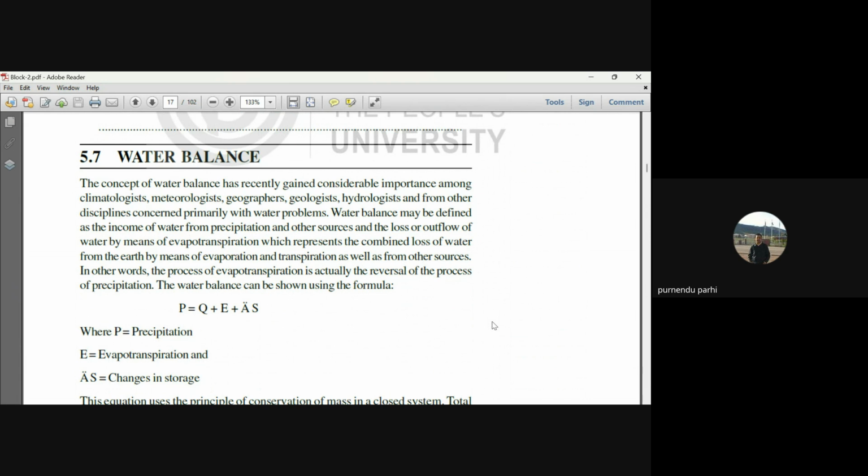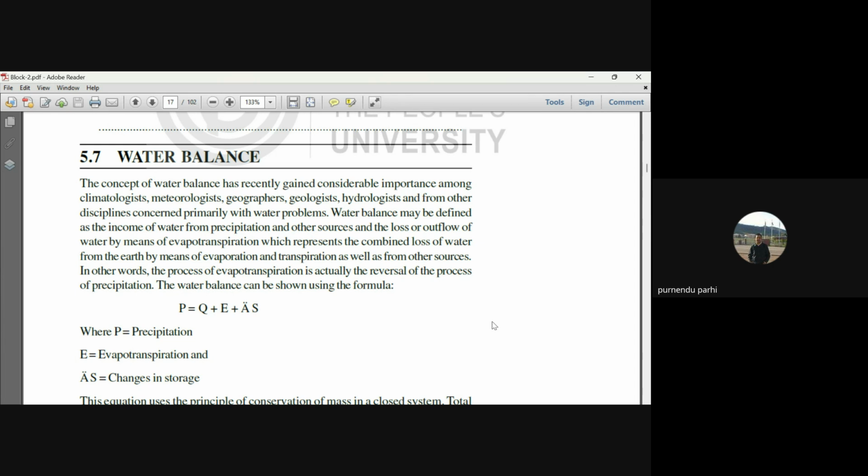Then the water balance. The concept of water balance has recently gained considerable importance among the climatologist, meteorologist, geographer, geologist, hydrologist, and from other disciplines concerned primarily with water problems. Water balance may be defined as the income of water from precipitation and other sources, and the loss or outflow of water by means of evapotranspiration, which represents the combined loss of water from the earth by means of evaporation and transpiration, as well as from other sources.